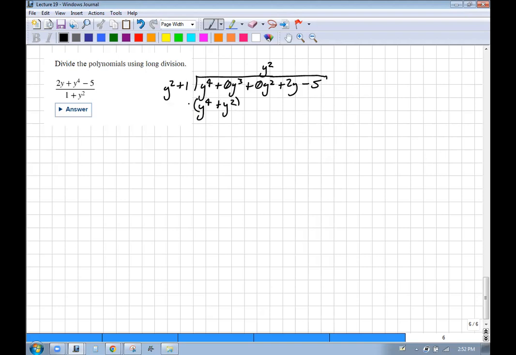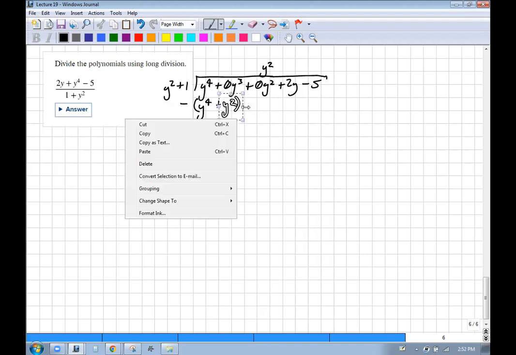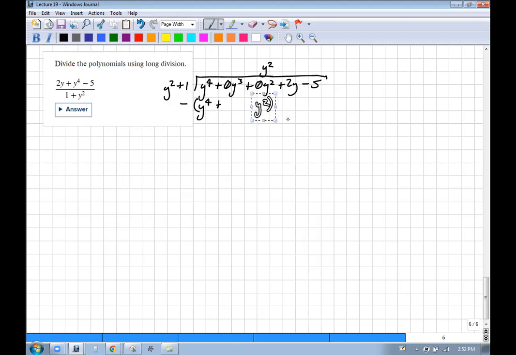Now we want to subtract these. And let's see, how can I do this? We have to put the y squared over here. Okay, we didn't get any y cubes. All right, so let's subtract these. Those cancel like we wanted, but we're also getting a negative y squared left over. Negative y squared. Then we can bring down our 2y.